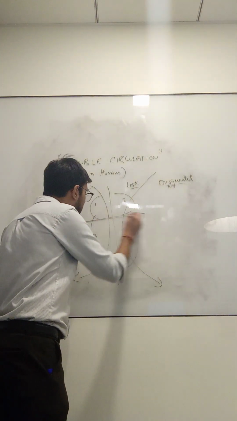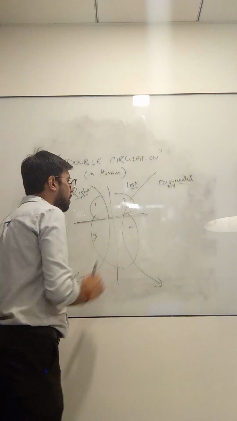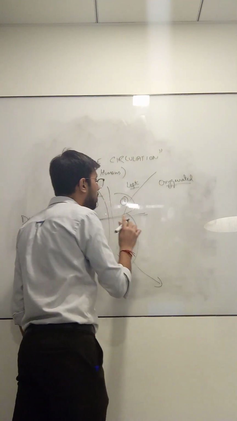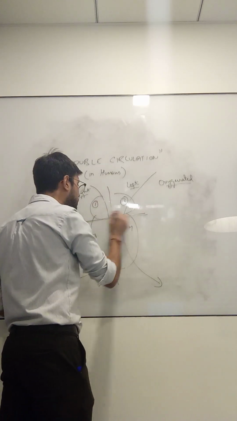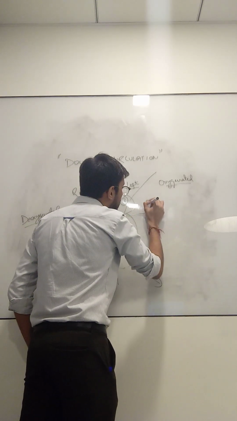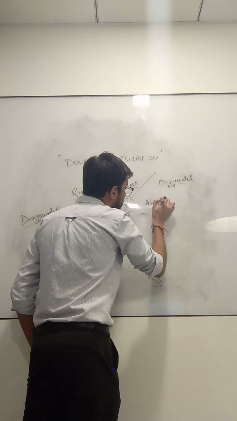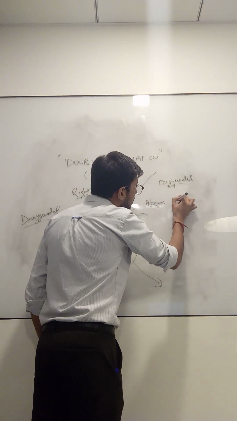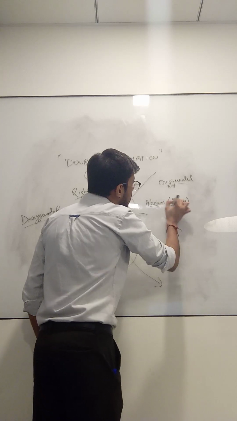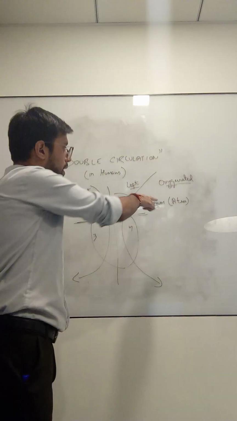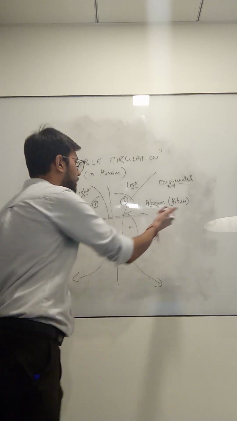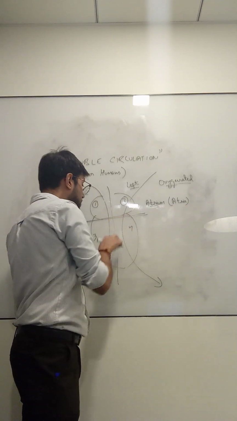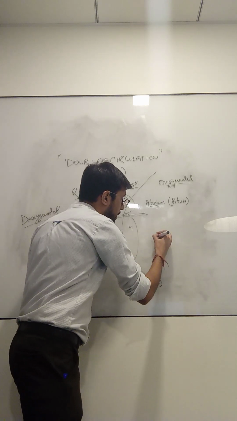Now, if we divide the heart into upper part and lower part, chambers number 1 and 2 are situated above this central line. So they are called atrium. When we refer to two of them, that would be atria. So atria is plural, atrium is singular. And the chambers which are situated below are called ventricles.